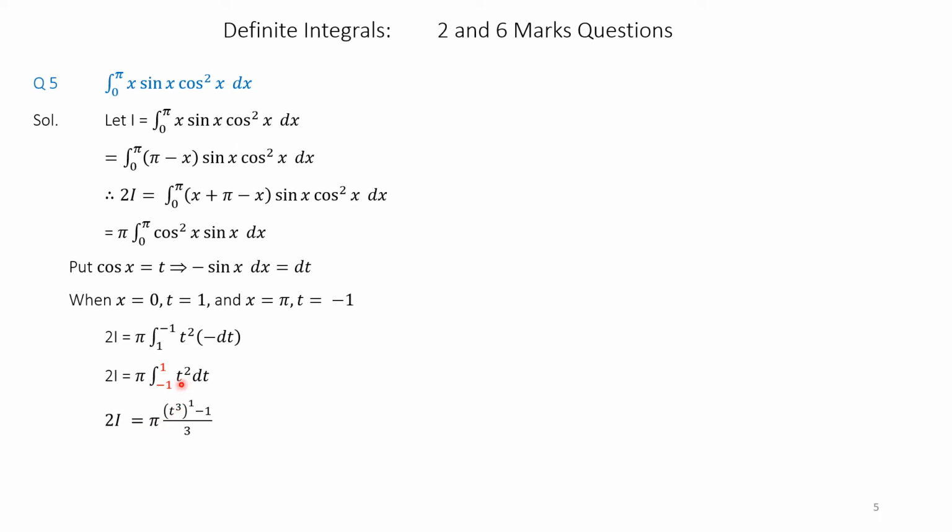the integral of t square, which is t cube by 3. So, 3 is outside, at t cube. And now we will substitute the values of t. Therefore, 2I is equal to pi by 3 times t cube; 1 minus of minus 1 is plus 1. Therefore, it becomes 2 pi by 3. Therefore, 2I is equal to 2 pi by 3, or I is equal to pi by 3, which is the answer.